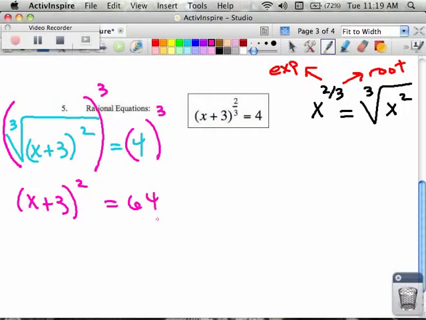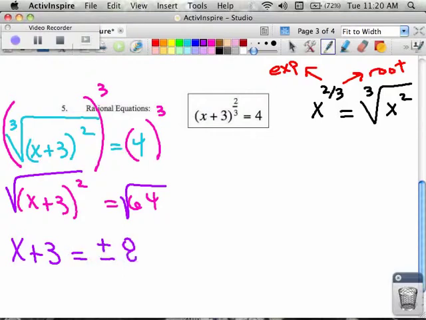And now I need to undo the square. So I square root both sides. Uh-oh. I square rooted a variable. That means there are 2 solutions, positive and negative. Very good. So I have x plus 3 equals plus or minus 8.